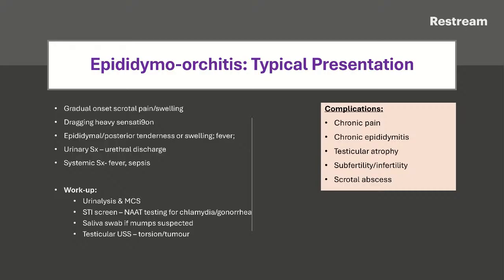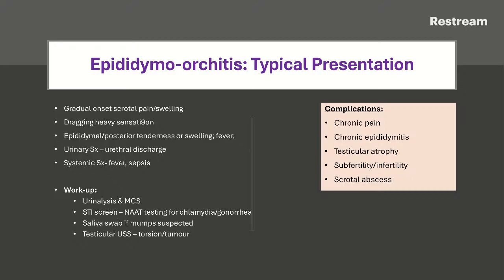You might get some fever associated, you might get some urinary symptoms, so you might get some discharge, systemic features, so fever, sepsis. When we see them in A&E, we're going to do a simple workup, so we're going to send their urine for urinalysis and MCS to try and find the bug that's causing it. We're also going to send them for an STI screen, mainly looking for chlamydia and gonorrhea, and a saliva swab if we're thinking of mumps.